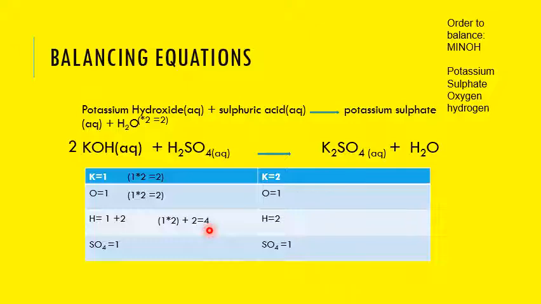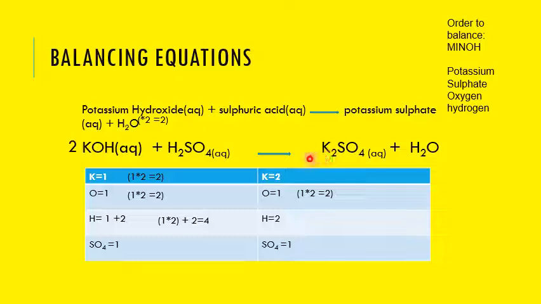So what do we do next? So the next thing is we need to go ahead and balance our sulfate. So sulfate is 1 on the left hand side, and it is also 1 on the right hand side. So because sulfate is both 1 on the left and on the right hand side, that means we leave it alone and we move on to the next one. Smart. So what's the next one?